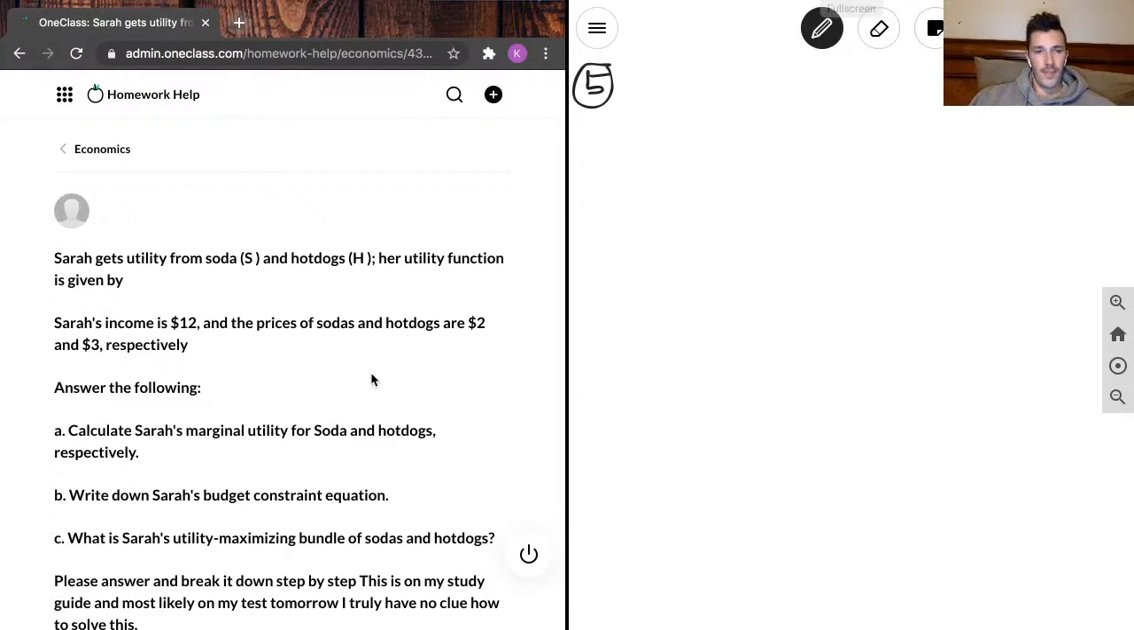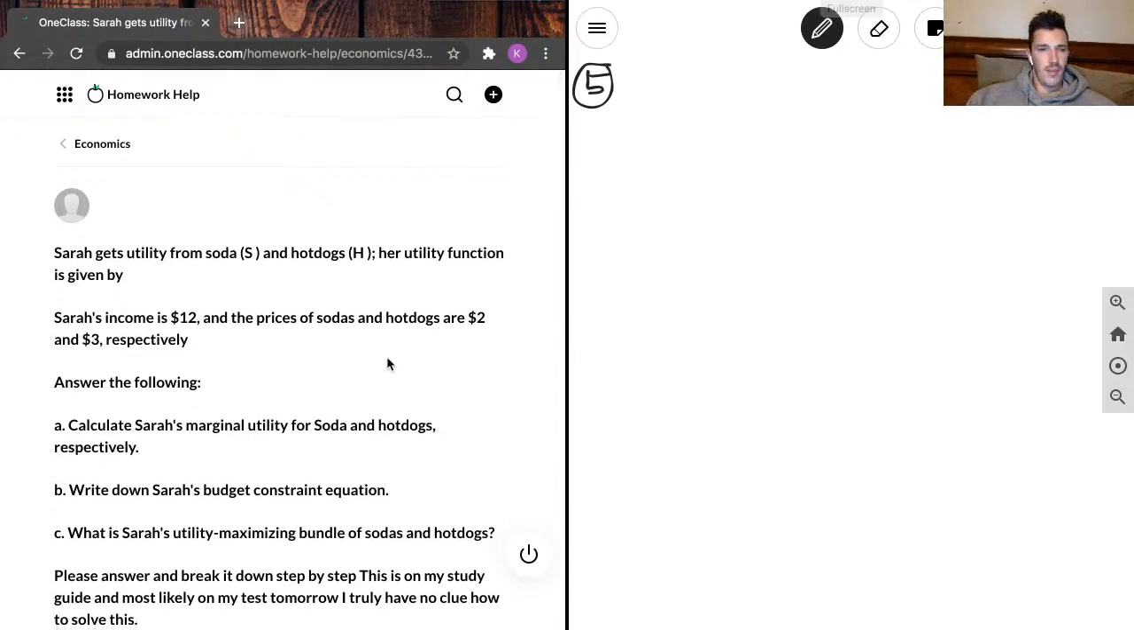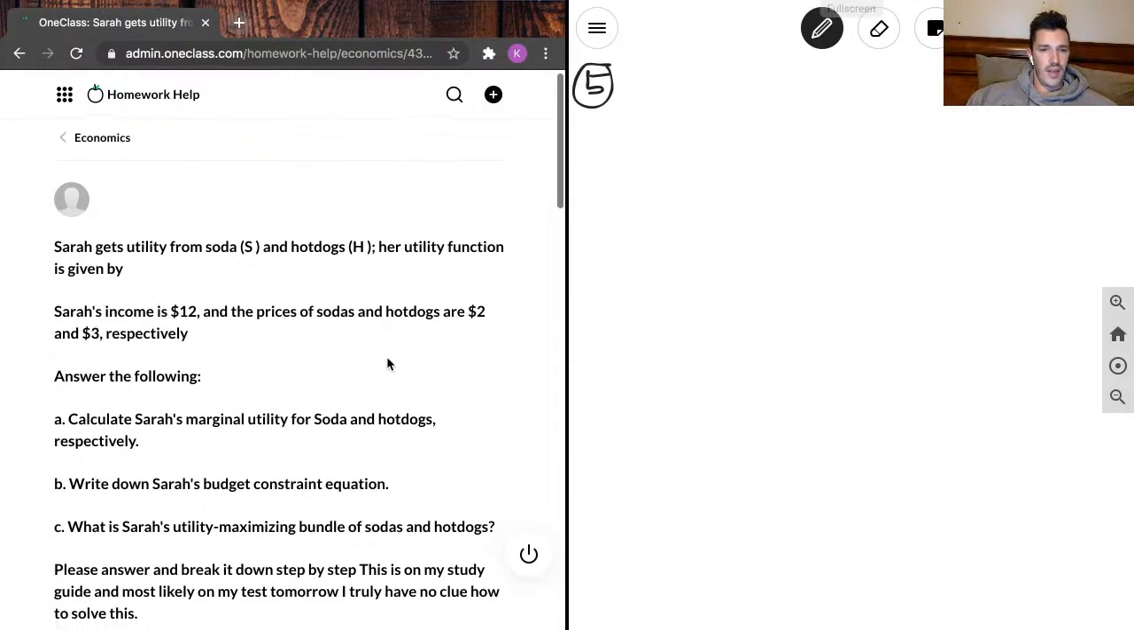Do the following. A, calculate Sarah's marginal utility for soda and hot dogs respectively. B, write down Sarah's budget constraint equation. C, what is Sarah's utility maximizing bundle, sodas and hot dogs? Please answer and break it down step by step. It's on my study guide and most likely on my test tomorrow.